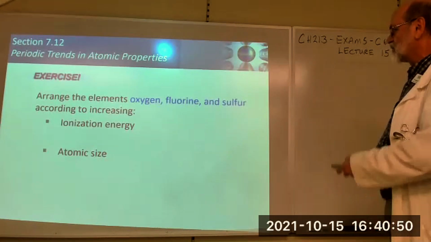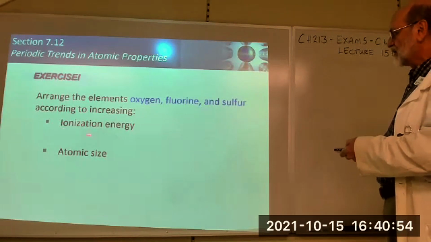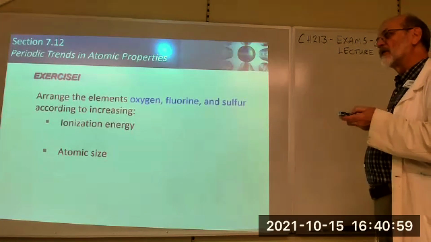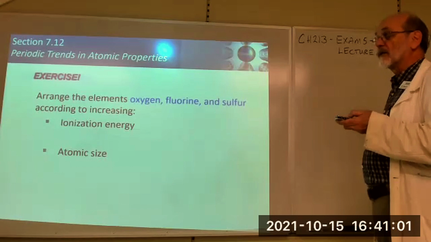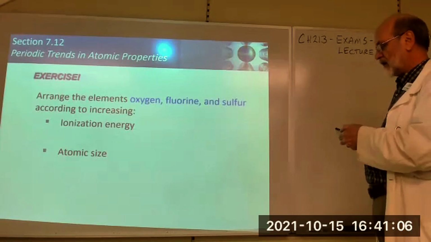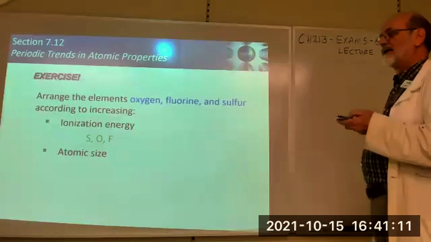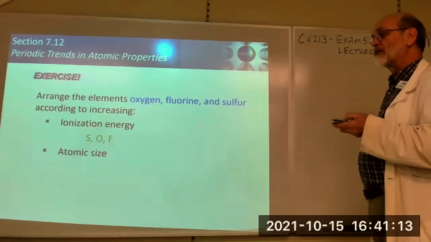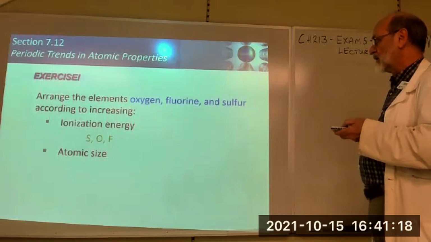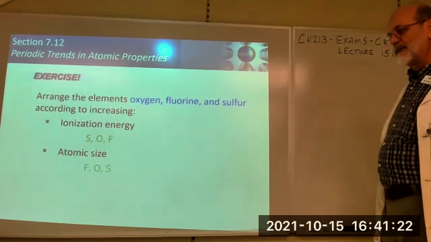How about these elements? Oxygen, fluorine, and sulfur arranged in order of increasing ionization energy. Right? Lower left to upper right increases. So there's oxygen, there's fluorine, and there's sulfur. So it should be sulfur, oxygen, fluorine, increasing ionization energy. What about atomic size? Well, let's see. I would think that sulfur would be bigger, oxygen, and then fluorine would be smaller. So we're increasing, that means it'd be opposite. Yeah.